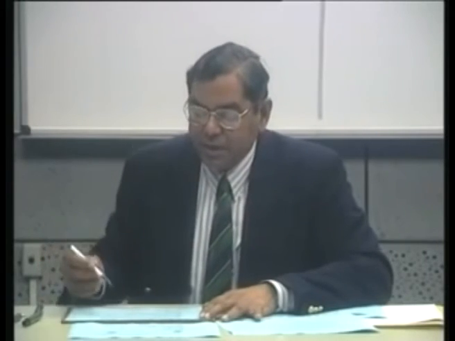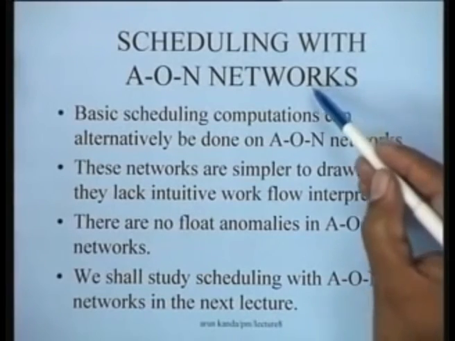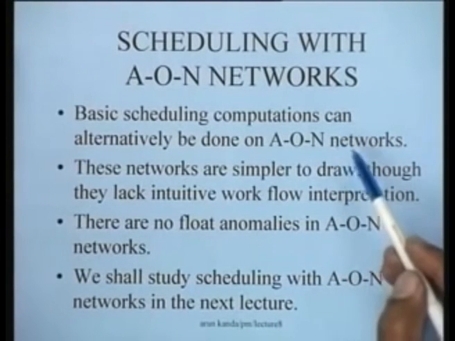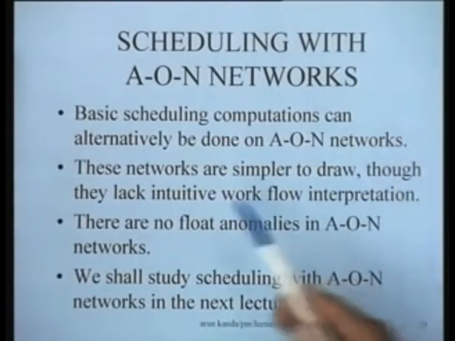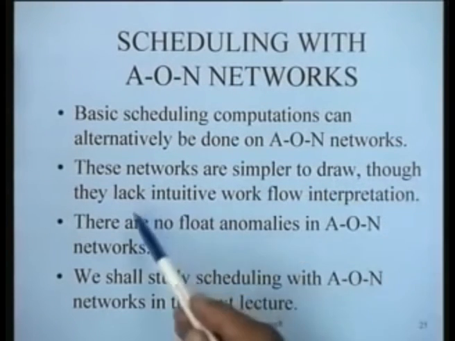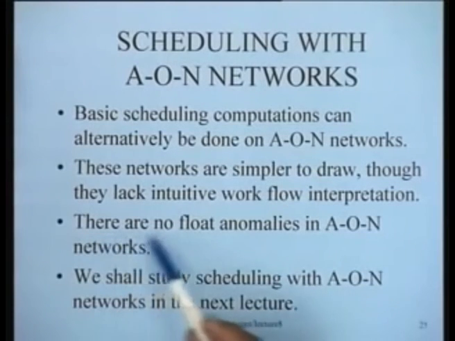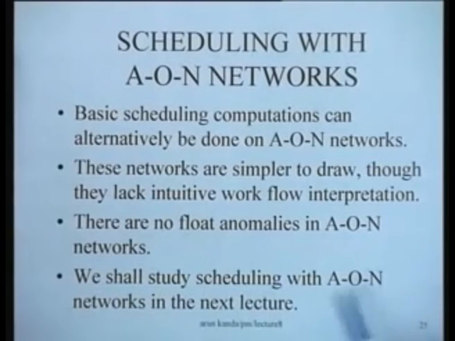So, one possibility is one can do scheduling with AON networks. Basic scheduling computations can be done on the AON networks. These networks are simpler to draw, though they lack intuitive workflow interpretation, and there are no float anomalies in AON networks. We shall study scheduling with AON networks in the next lecture.